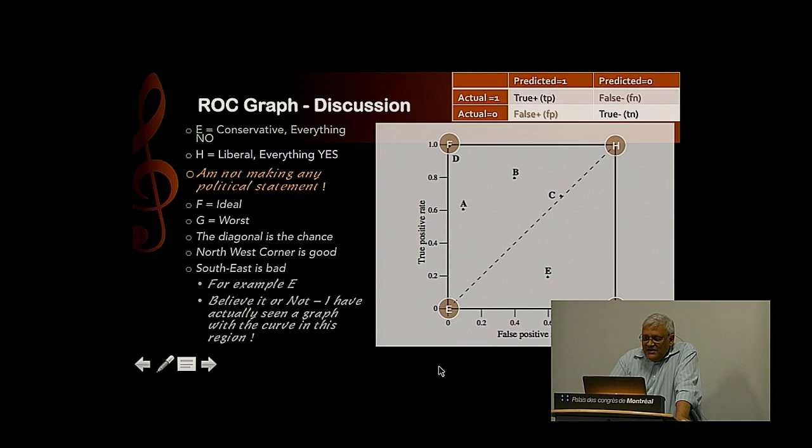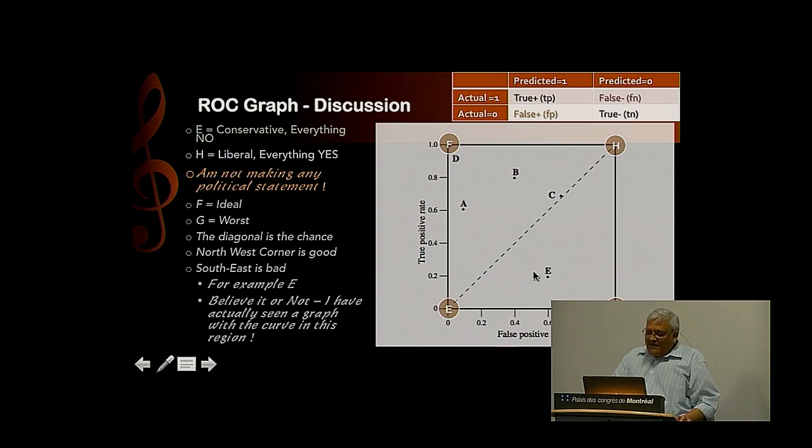This line is a random line, and anything over this, the northwest corner, is the right curve. If you are in this one, it's actually a wrong curve.